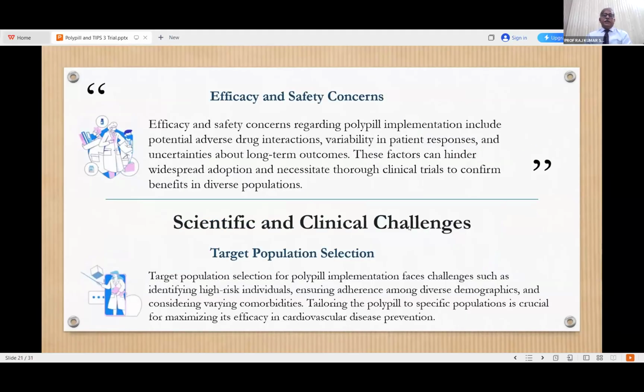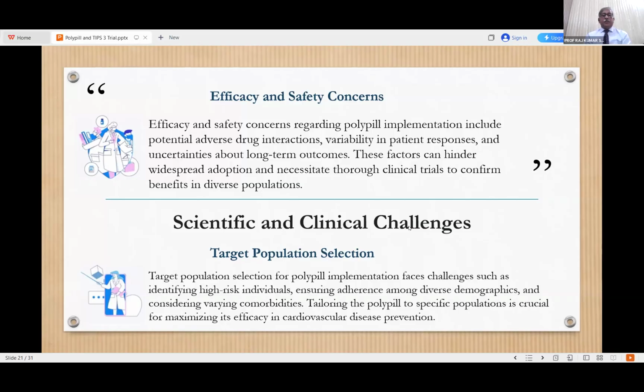So, scientific and clinical challenges. Efficacy and safety concerns regarding polypill implementation include potential adverse drug interactions, variability in patient responses, and uncertainties about long-term outcomes. So people were doubtful whether in the long run it will work or not. These factors can hinder widespread adoption and necessitate thorough clinical trials to confirm benefits in diverse populations.